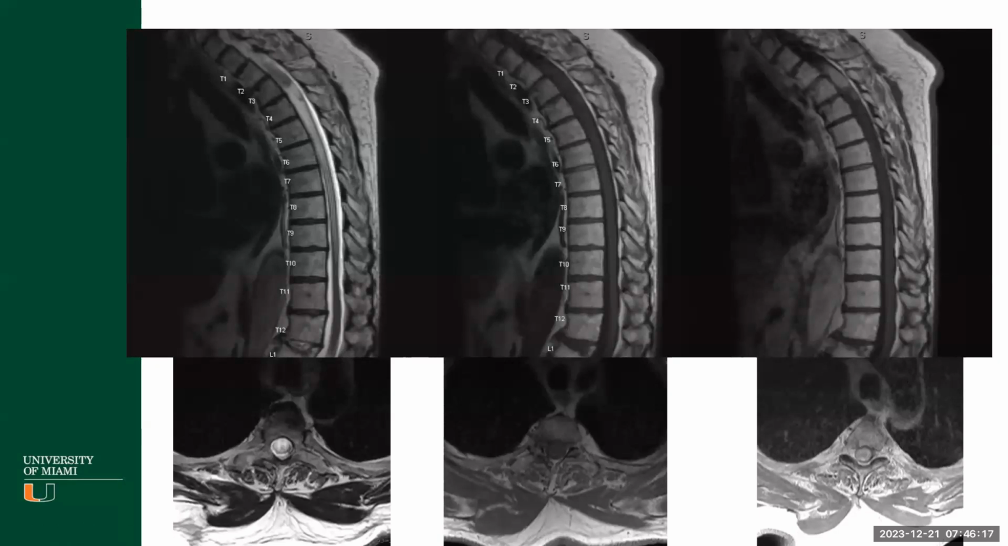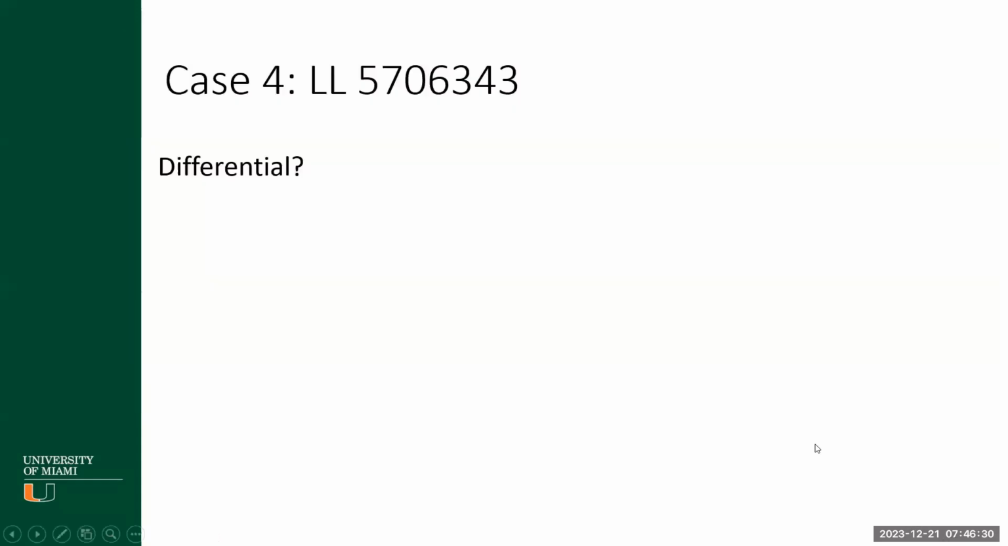So what are the categories? Now that you've given the buzzword, what are the three? It could be intradural, intramedullary. It could be intradural, extramedullary, and extradural. Perfect. So that will guide your differential.